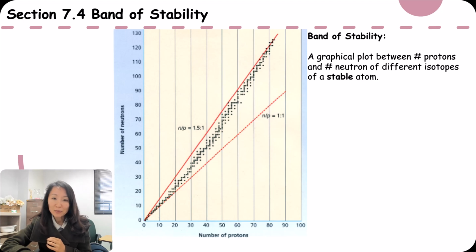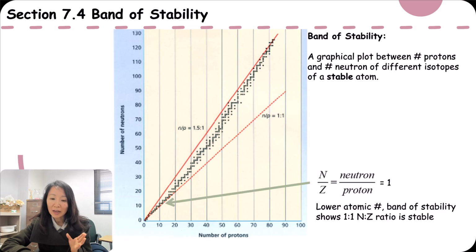Now you'll see these red lines too. That red line represents, on the bottom one, a neutron to proton ratio of 1:1. So if the neutron and proton ratio is 1:1, they would fall under this red line. Not everything, but the ones that are on the lower atomic number are going to have that 1:1 neutron to proton ratio, or just 1. And that's stable for those guys.